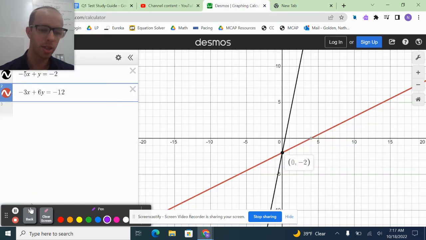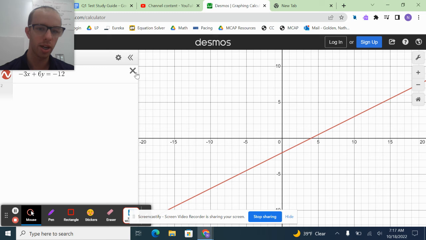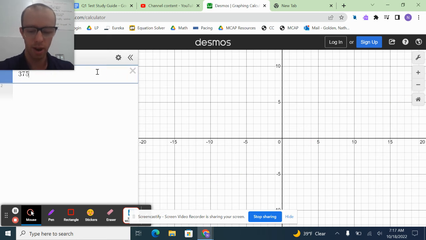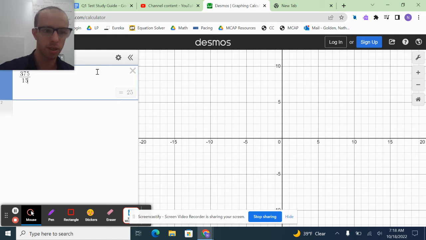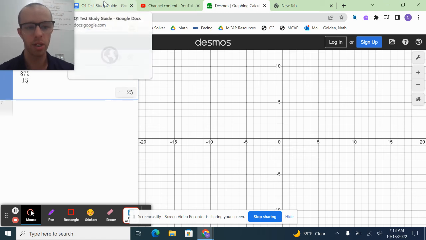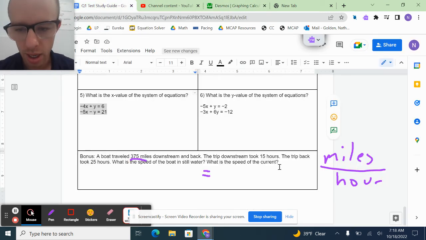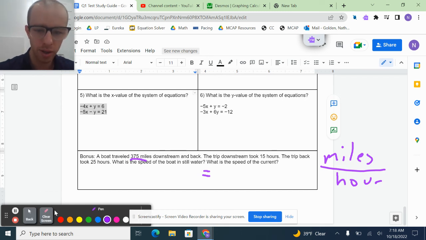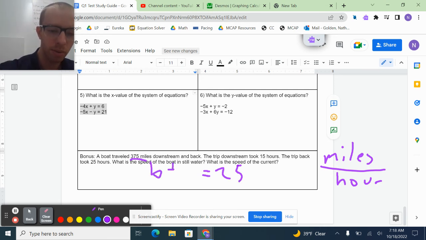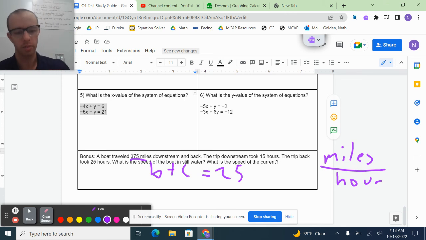I can type this into Desmos as a calculator if I'd like. It's 375. The slash button gives you a fraction, which is division. 375 divided by 15 is 25. So it's traveling 25 miles per hour on the way down. And when it's going downstream with the current, the speed of the boat and the speed of the current add together. So my first equation is b plus c equals 25.